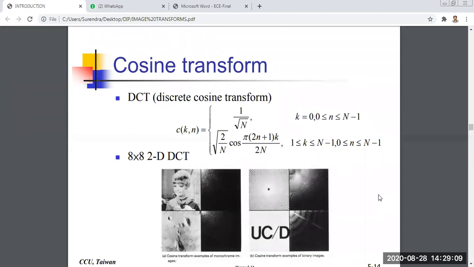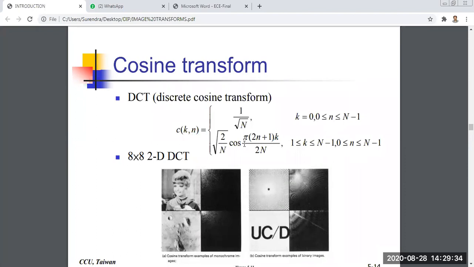So if you know the capital N, the discrete cosine transform expression will be given, or the coefficients will be given as C of k comma n. Each pixel value is given by 1 by square root of n if k equals 0 and 0 less than or equal to n less than or equal to N minus 1.